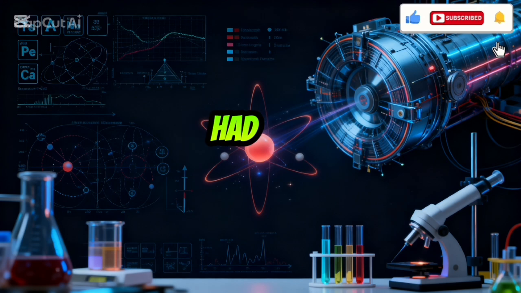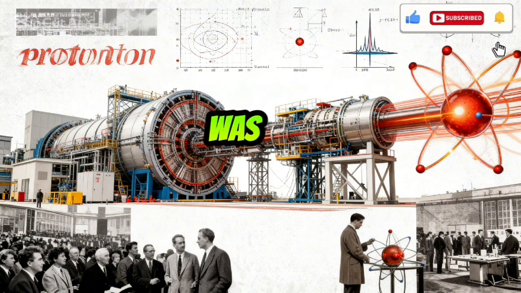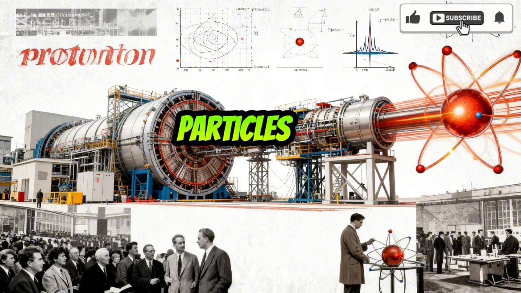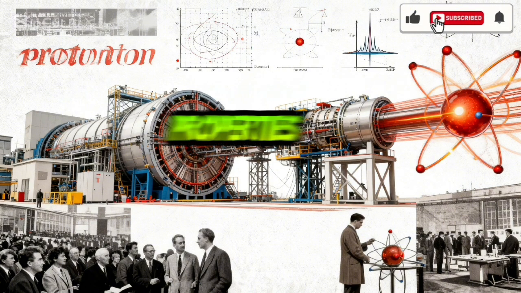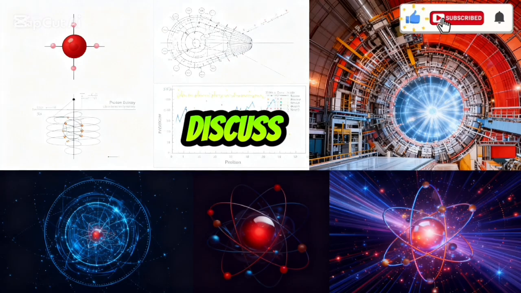This particle had a positive charge and a mass much greater than the electron. This positively charged particle was later named the proton. The proton became recognized as one of the fundamental particles of the atom. Part 5. Properties of canal rays. Now let's discuss the major properties of canal rays.